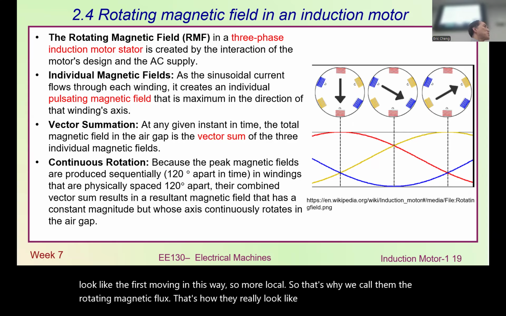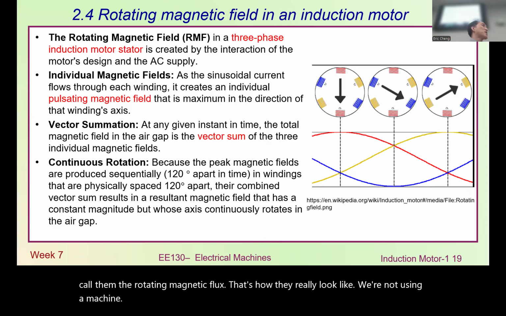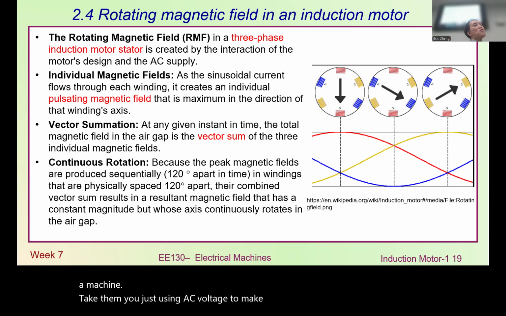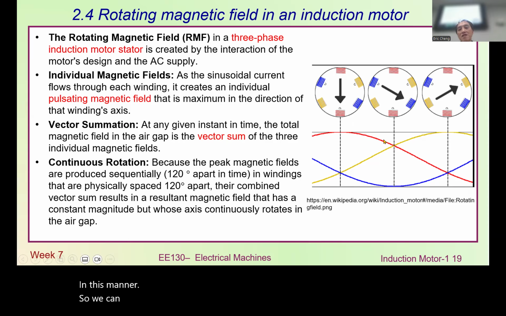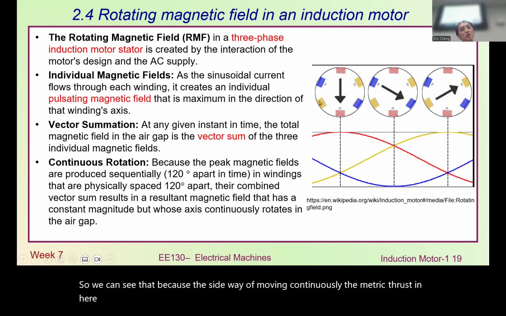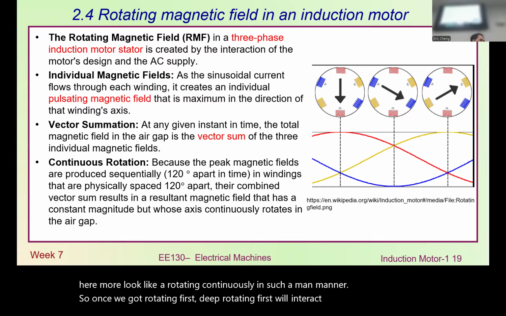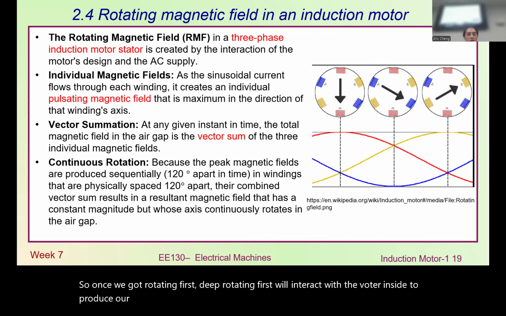We're not using a machine to rotate them. We're just using AC voltage to make the amplitude move in this circle. Because the sine waves move continuously, the magnetic flux looks like it is rotating continuously in such a manner. Once we have rotating flux, it will interact with the rotor inside to produce the associated torque. So that's how the system looks.